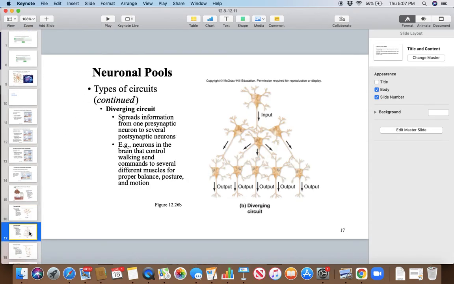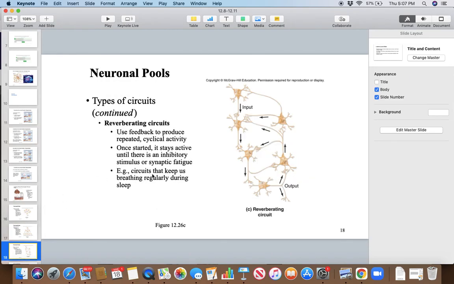The next one is a diverging circuit, pretty much the opposite of the converging circuit, where one neuron is going to affect these 5 different neurons, and it could be more than 5. So each one of these is going to stimulate, say, one motor unit, because that's where we would see these more in the motor systems. So a diverging circuit is one going to many.